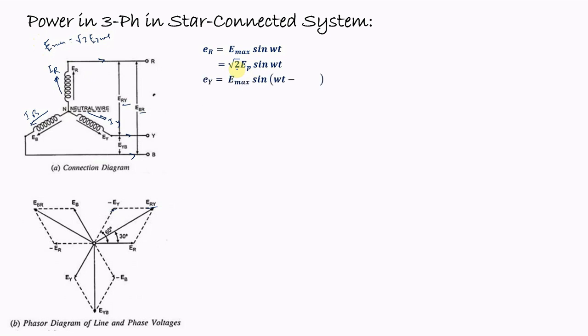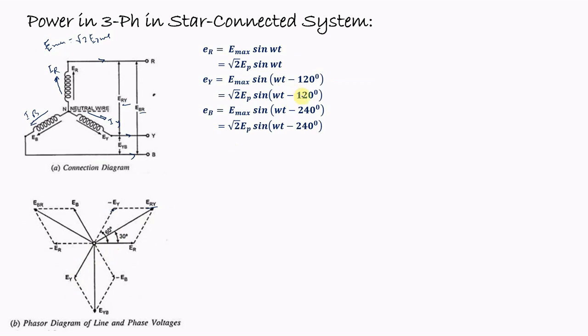Similarly, the expression of the Y phase voltage is E max sin omega t minus 120 degrees, because Y phase voltage is lagging by 120 degrees from the reference line, and corresponding phase value is root 2 E phase sin omega t minus 120 degrees. And similarly for the B phase values.